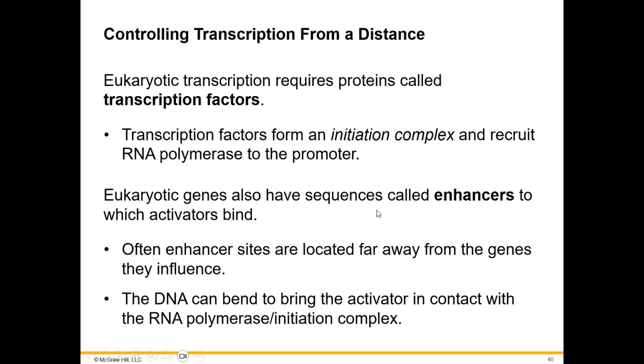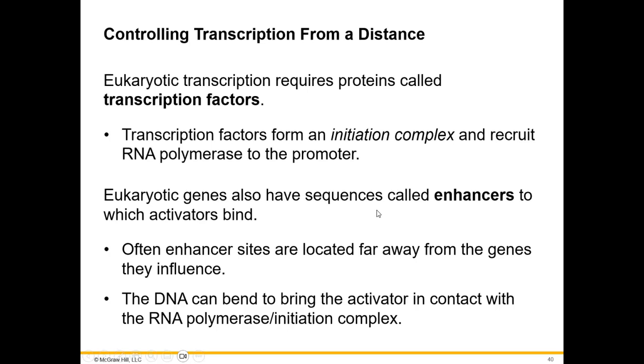Our eukaryotic transcription also requires proteins called transcription factors. And these will form an initiation complex, and they are also part of recruiting RNA polymerase to the promoter. So you could think of them kind of like road signs along the way, pointing to the promoter, so the RNA polymerase knows where to go.